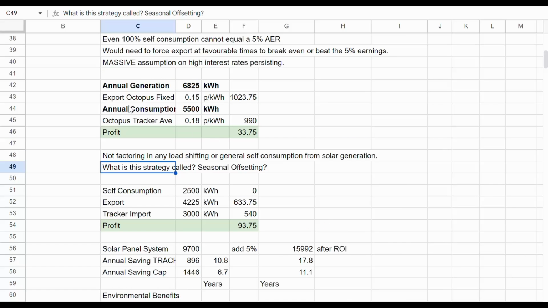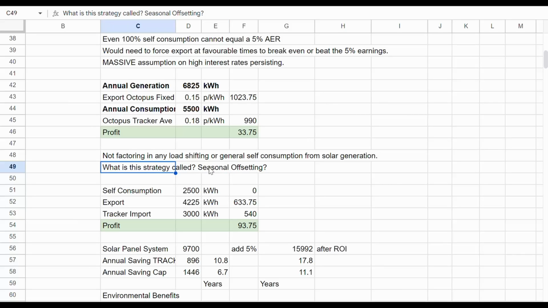So I don't know what this strategy is called here that I'm talking about, but basically exporting loads of energy during the summer months to offset the winter months consumption. I've just called this seasonal offsetting. I don't know if it's a term. I don't know if it's a strategy. I can't see anyone out there that's selling this, promoting this as an idea, as a philosophy, but in my mind it makes sense. And again, this is just theoretical and these are just some assumptions, so type away in the comments, let me know what you think about this.